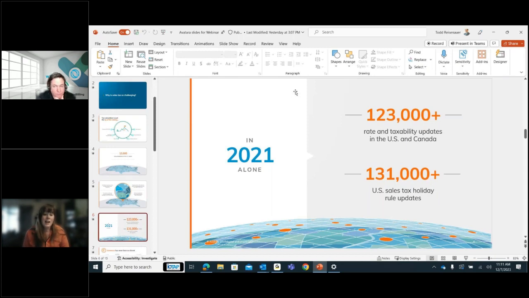In addition to that, it's always changing, right? In 2021 alone, there were 123,000 tax changes.